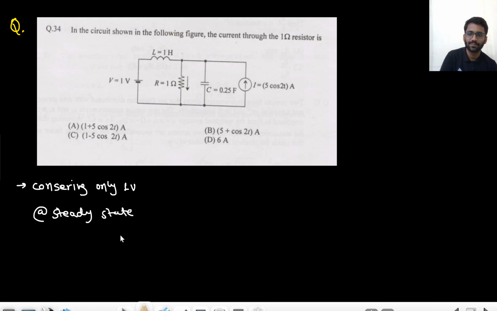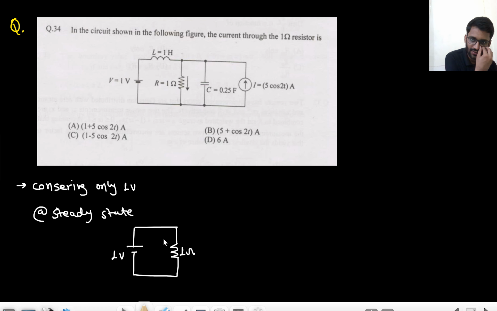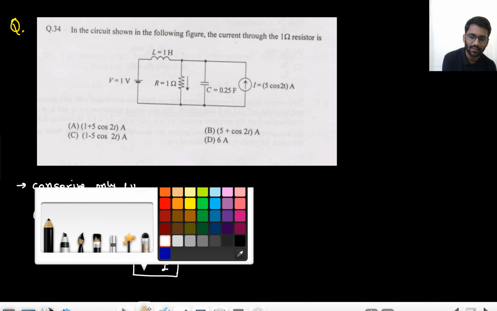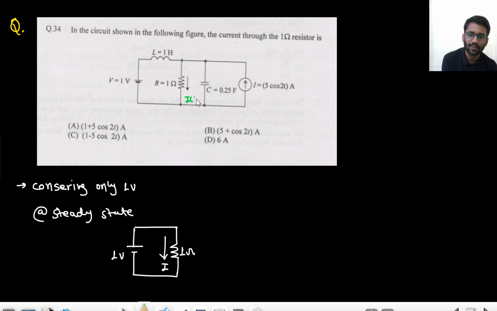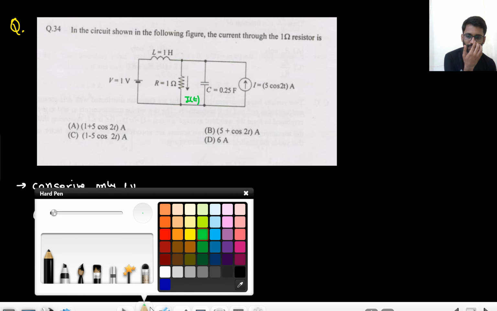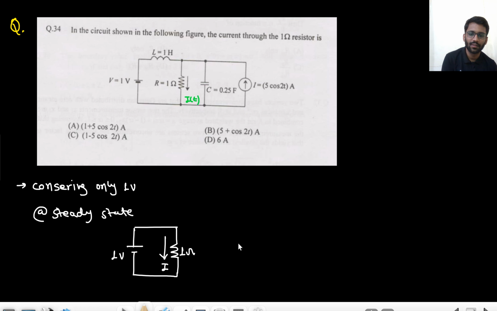So at steady state, what will be the condition? Inductor will be shorted and capacitor will be open circuited. So this will be the condition, right? Because of this, let's call the current through the resistance I. We are calling this current IT, because of this I of infinity; I am writing I of 0 here.